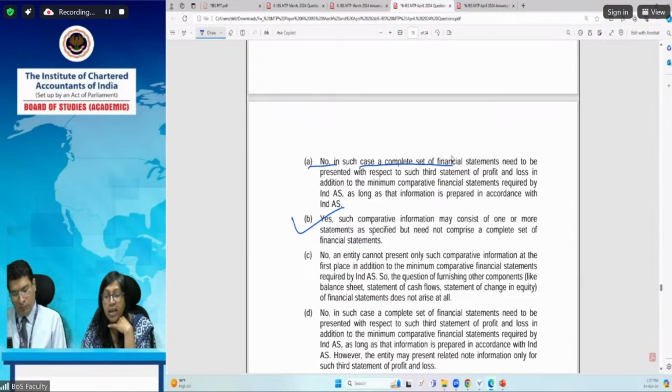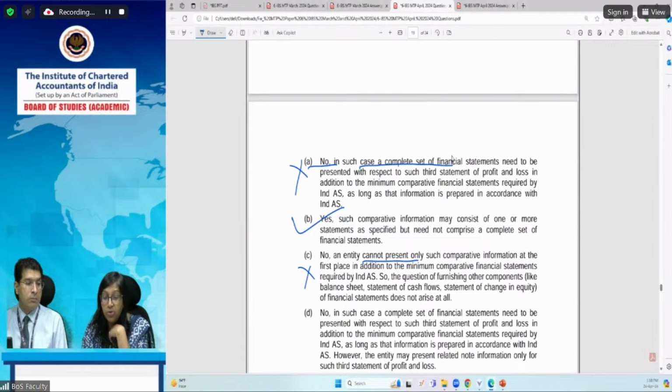Option C says no, an entity cannot present only such comparative information at the first place in addition to the minimum comparative financial statements required by Ind AS. So the question of furnishing other components does not arise at all. So they are saying that you cannot provide additional information at all. So it is not correct. The additional information you can provide, but you cannot provide the whole set. Because they are saying you cannot provide anything, this is also wrong.